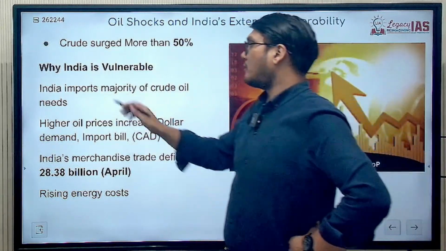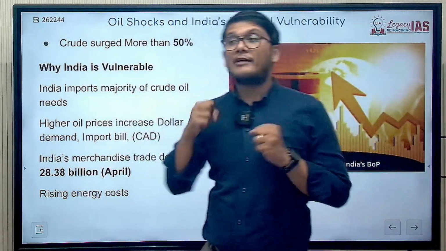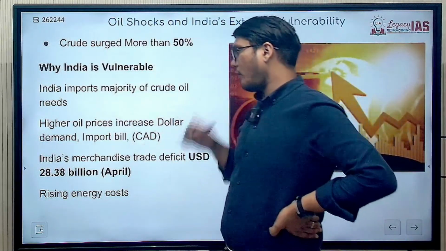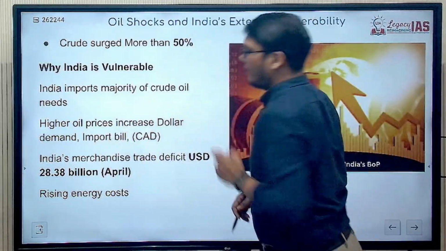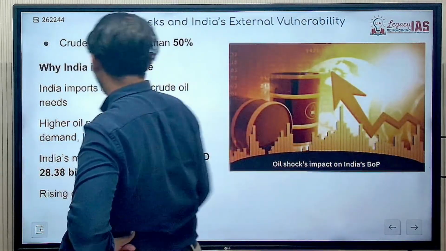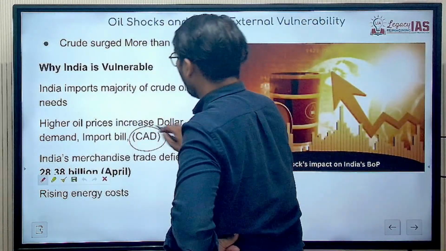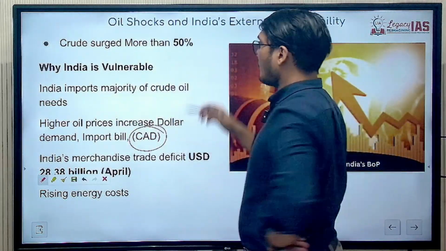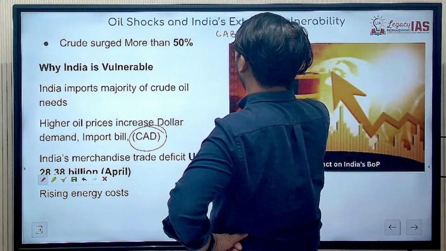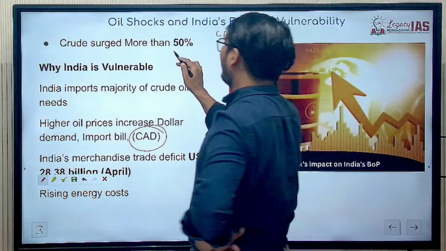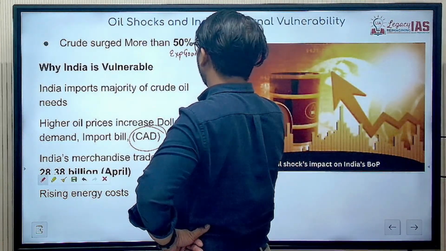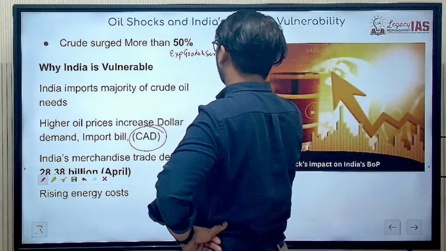Why? Because we import the majority of our crude oil requirement. As a result, our import bill is increasing. Because our import bill is increasing, our current account deficit is also increasing. What is the current account deficit? Basically, there is a concept of current account balance. So we basically export goods and services.